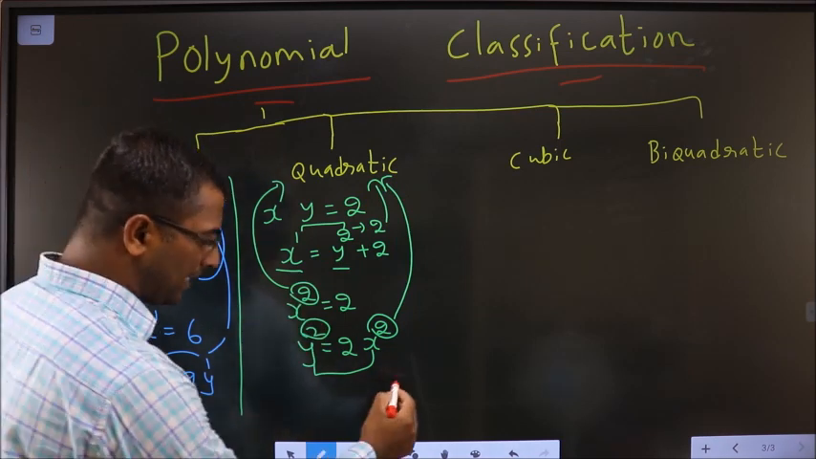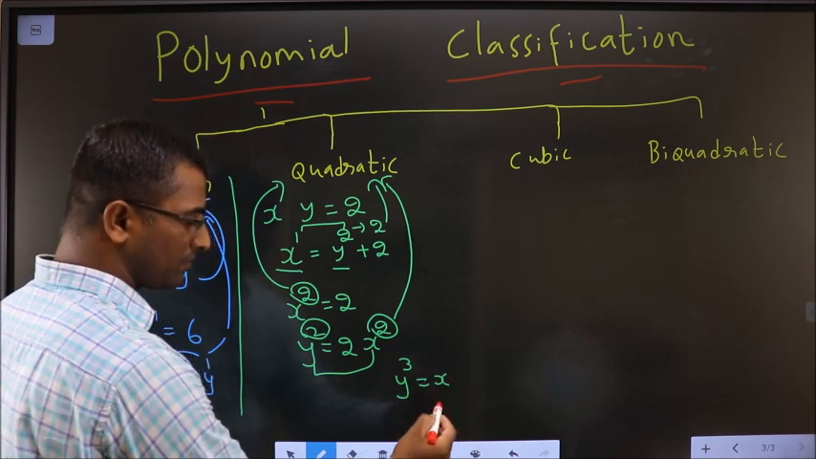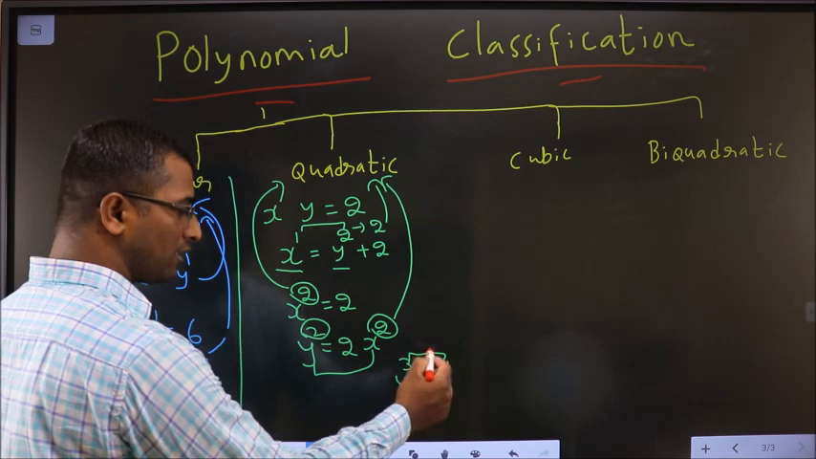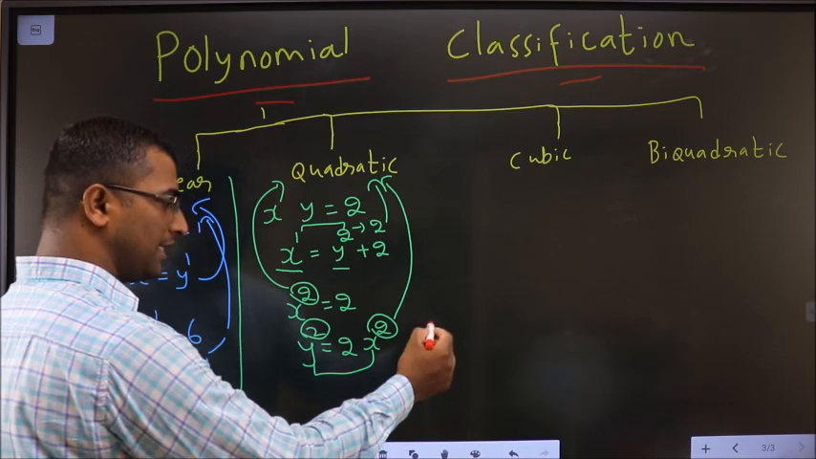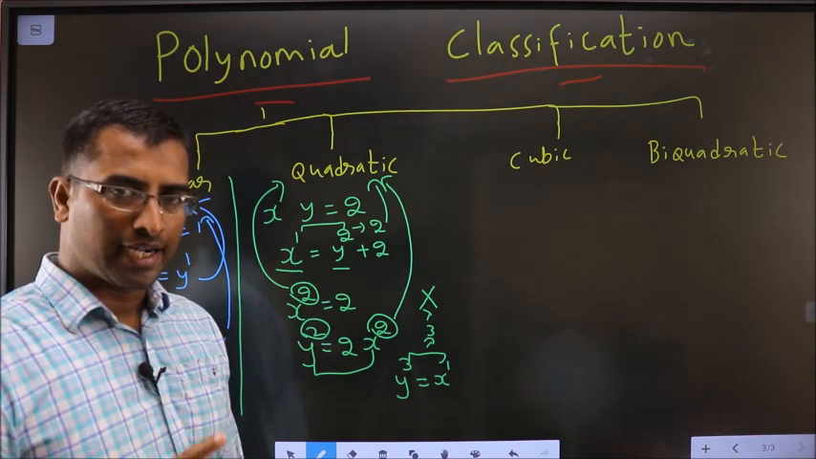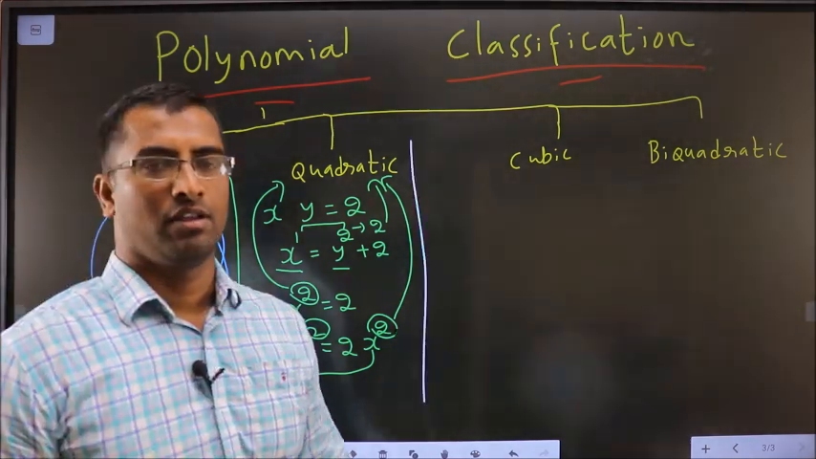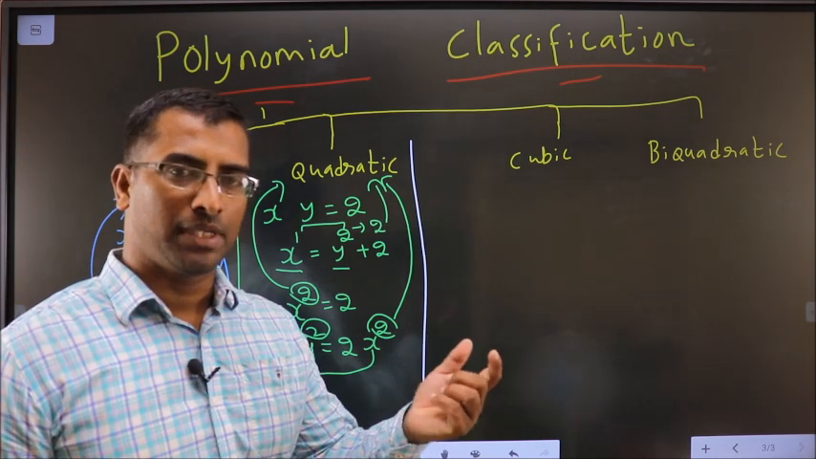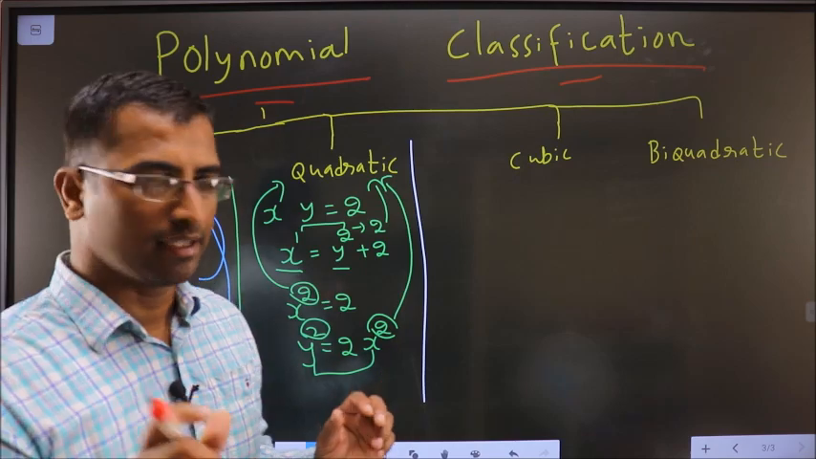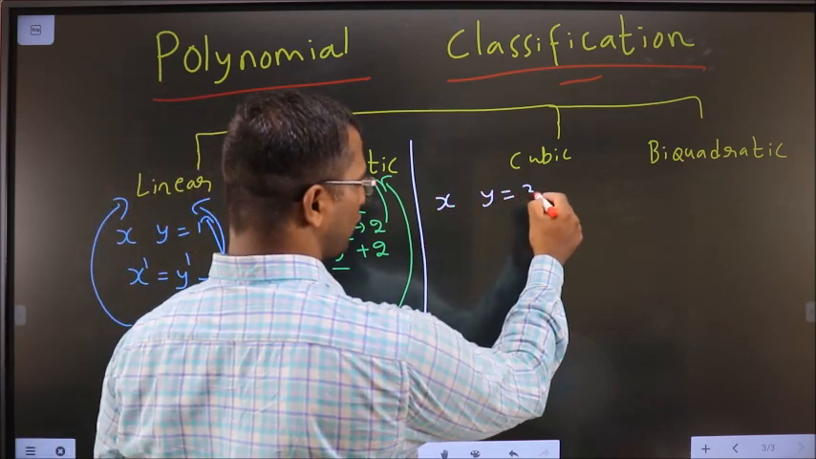Next example, let us say y cube equal to x. Power on x is 1, power on y is 3, so highest of the two is 3. So this cannot be called quadratic. Clear? Quadratic means highest power on the variable should be 2. For any equation to be called cubic, highest power on the variable should be 3. Highest power on the variable should be 3.